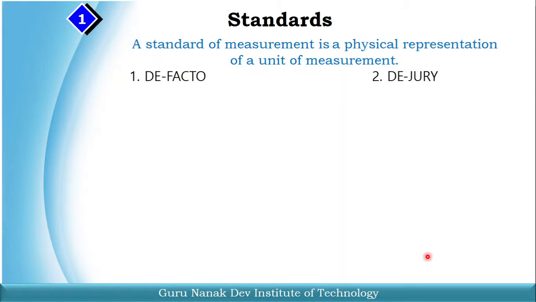Then comes the standard. Now a standard of measurement is the physical representation of a unit of measurement. You have heard the name ISO, that is International Standard Organization. Likewise, there are several other standards like IEEE standard. These standards are nothing but a set of rules or protocols that the whole world is following. There are two types of standard. The first one is de facto and another one is de jure.